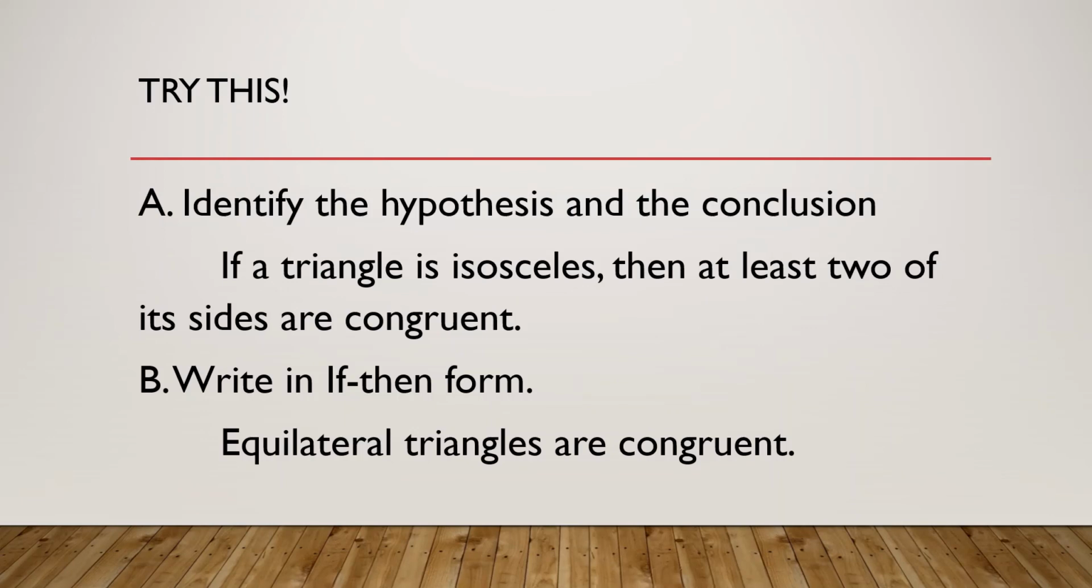Great job, grade 8! Now it's your turn. Get your paper and pen, then try to do this activity. For letter A, identify the hypothesis and the conclusion. If a triangle is isosceles, then at least 2 of its sides are congruent. And for letter B, write in if-then form: equilateral triangles are congruent.